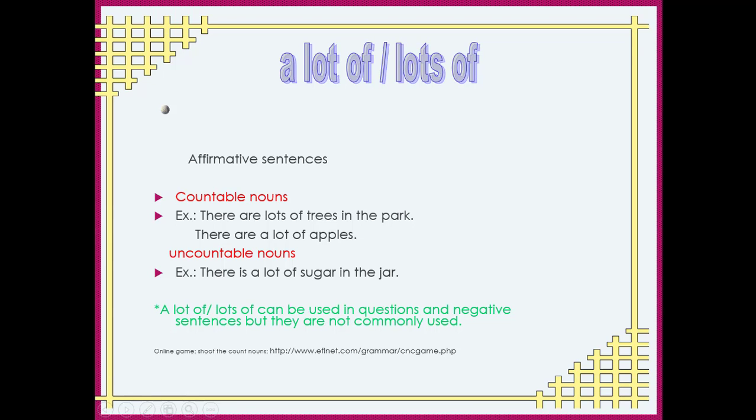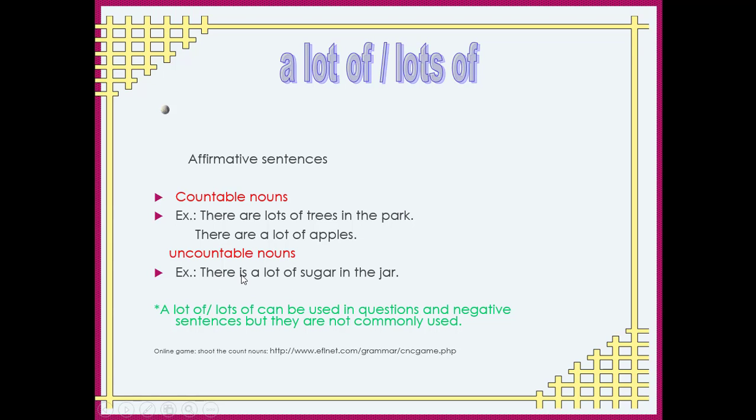We use a lot of or lots of with affirmative sentences, with either countable nouns or uncountable nouns. So you can use a lot of or lots of with countable nouns that you can count, or uncountable nouns that you can't count. For example, there are lots of trees in the park, countable. There are a lot of apples, also countable. What about uncountable nouns? There is a lot of sugar.